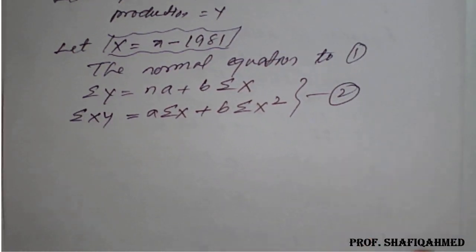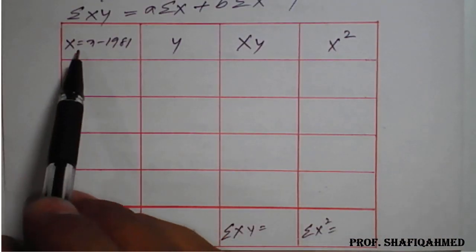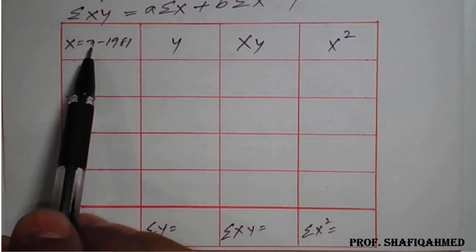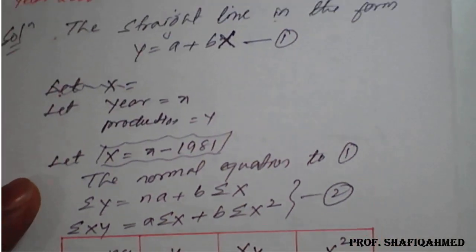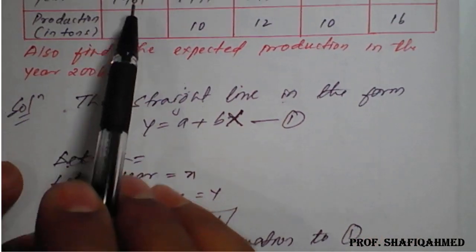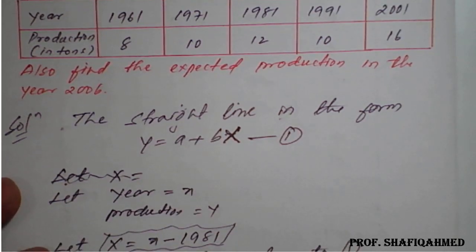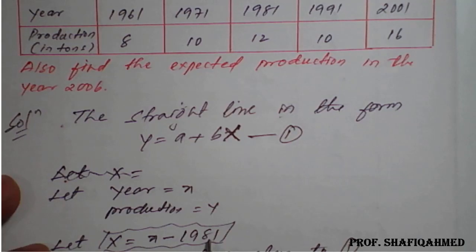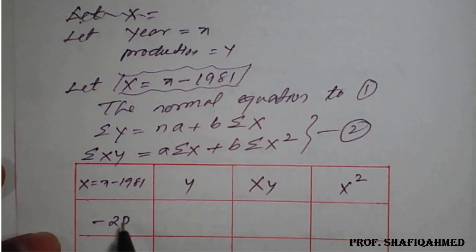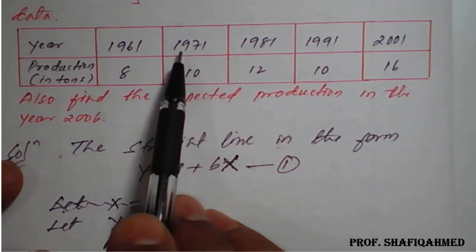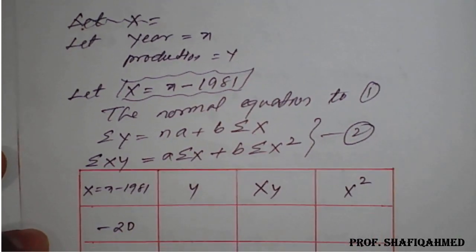Now we'll prepare the table for this. Now this is the table. From the table, you can see the x value is 1961, subtract 1981, and we get minus 20. Then the next value of small x is 1971 minus 1981. We subtract and get minus 10.